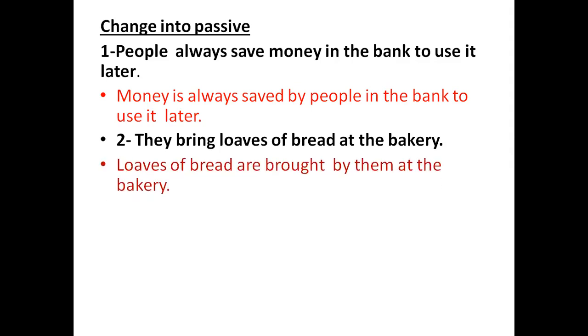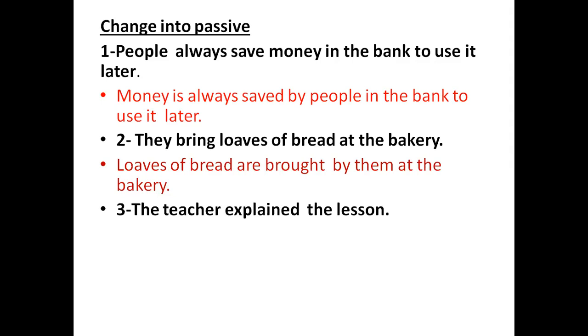Very good. And we put verb to be, are, because the sentence is in present simple. And after that, we put the past participle of the main verb bring, which is brought. And we put by plus them, because we changed the pronoun they into them. And we complete the sentence, at the bakery. So the answer will be: loaves of bread are brought by them at the bakery.